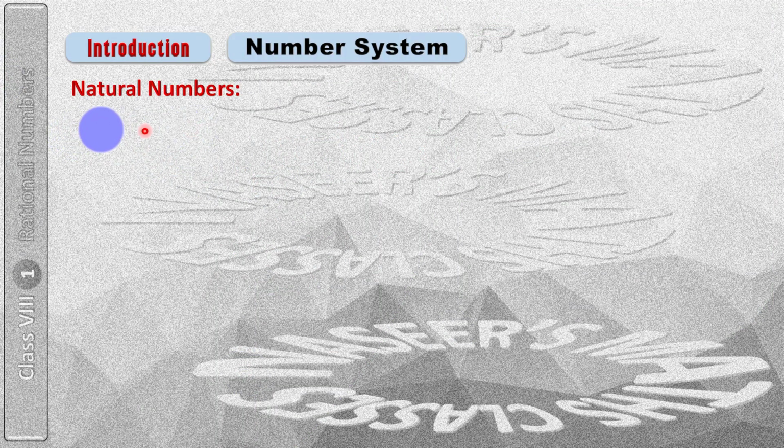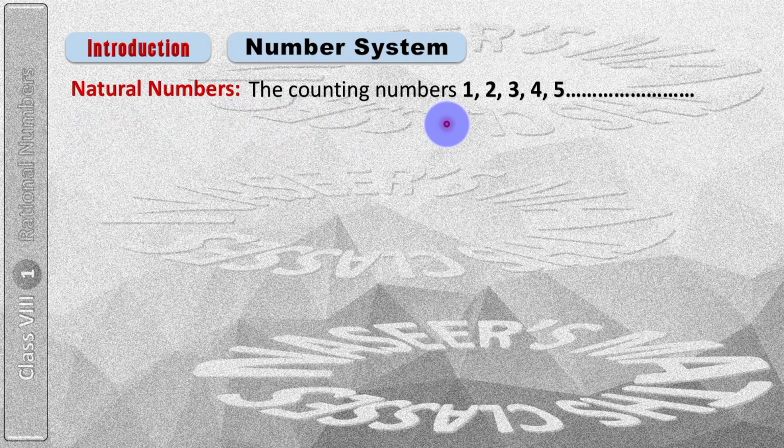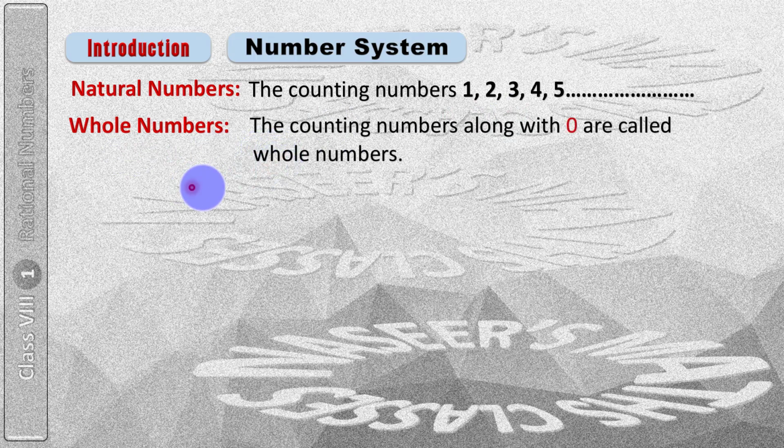So we already learned about natural numbers. Natural numbers means the counting numbers starting from 1, 2, 3, 4 and 5 and so on. These are called natural numbers. And whole numbers. The whole number set contains the counting numbers along with 0. This set is called the whole number set, and these start from 0, 1, 2, 3, 4, 5 and so on.